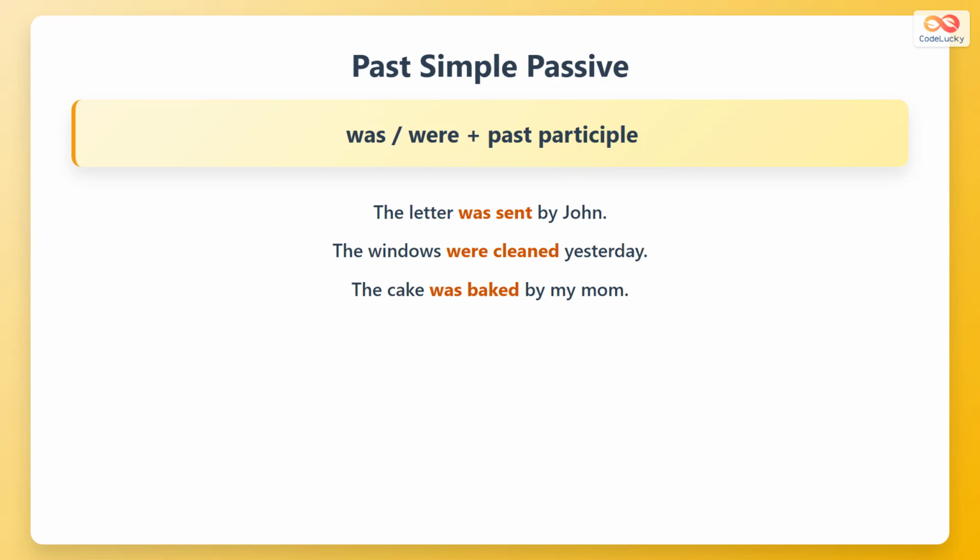Past simple passive uses was or were plus past participle. "The letter was sent by John" describes a completed past action. "The windows were cleaned yesterday" shows specific past time. "The cake was baked by my mom" tells what happened before now.